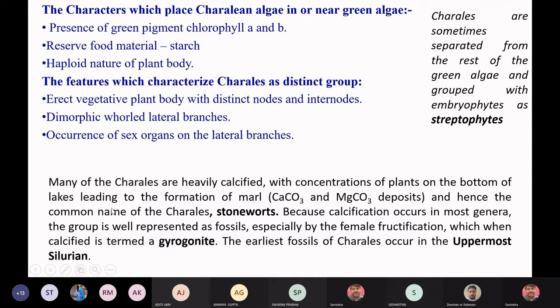Many species are calcified, with the concentration of plants at the bottom of lakes leading to the formation of marl. What is marl? Calcium carbonate and magnesium carbonate deposition. And that's why these members are also known as stoneworts. So if someone asks you to give an example of a stonewort, you can say Chara, as Chara is also known as stonewort.